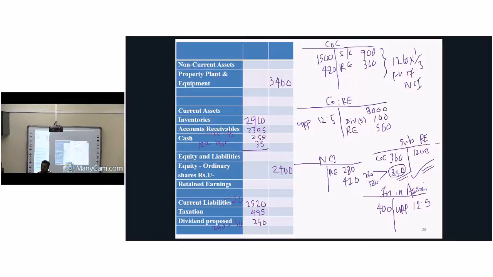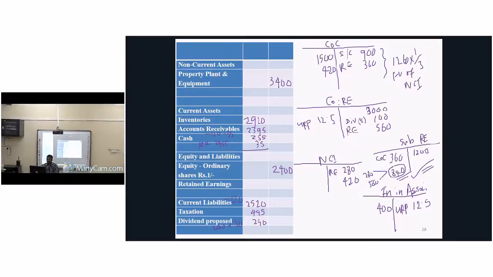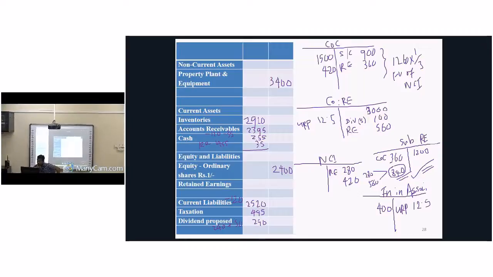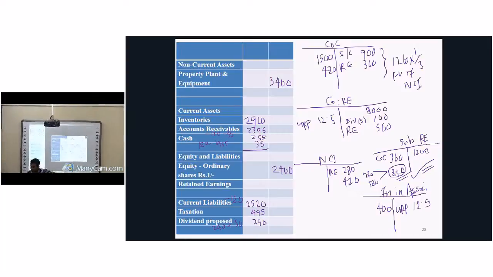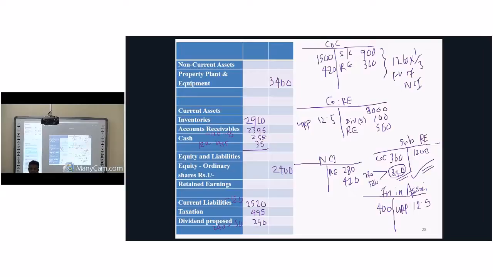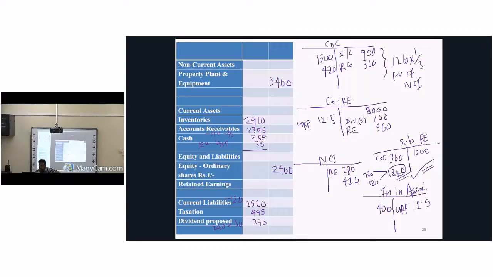Now here we have an associate. There are two learning principles we learn in this question relating to associates. One principle, I told you, we go in equity method, but remember, we don't add associate figures into consolidated or group accounts. Also, if there is any investment in associate, we have to prepare a separate account called investment in associate account.